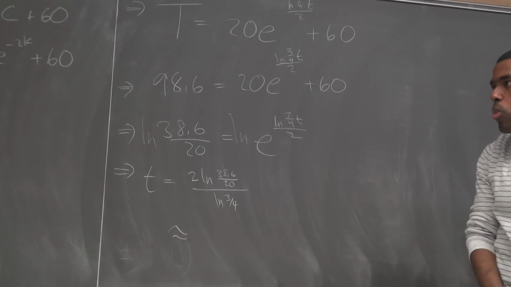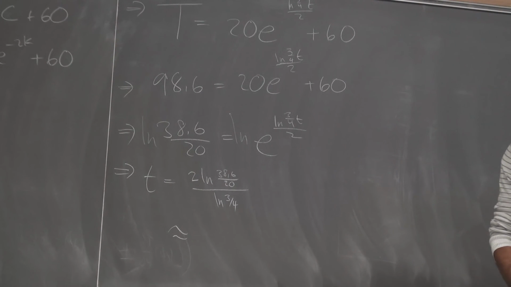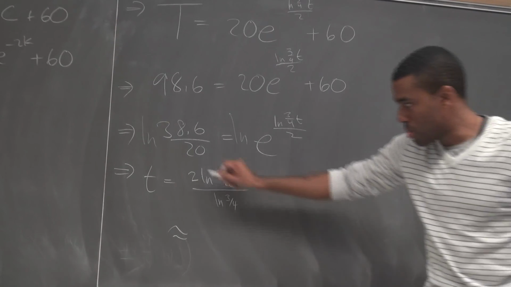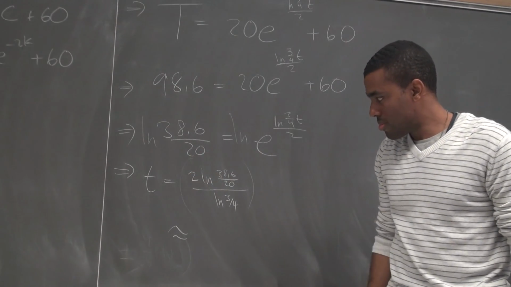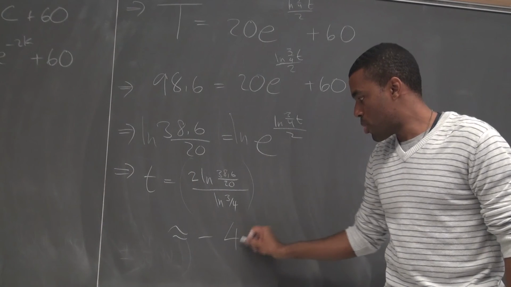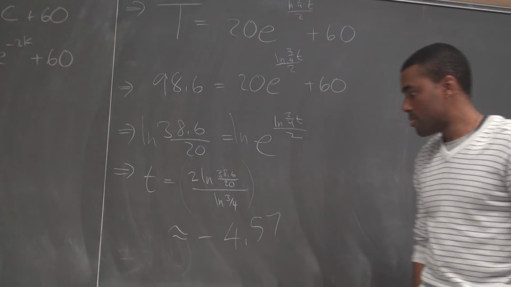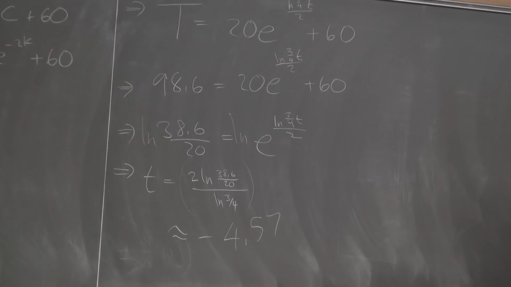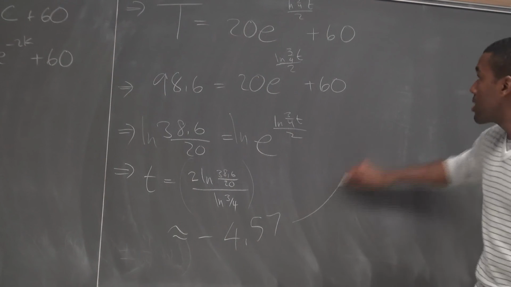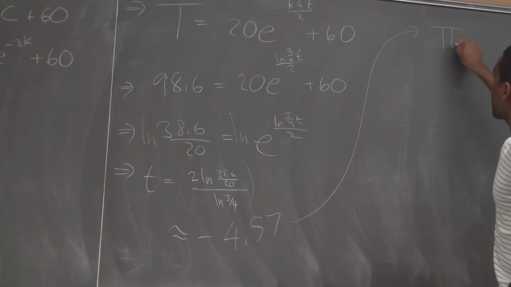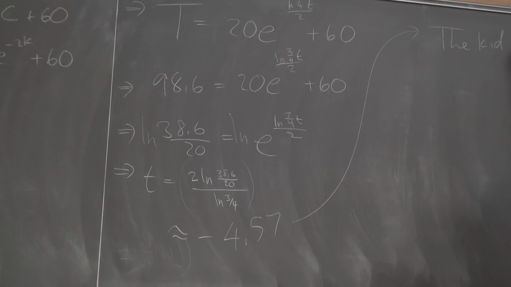I'm sure they can, but for our purposes, we would sort of need it. We need to know what this number is. It's negative 4.57, roughly, right? So what does that mean? He didn't do it. The kid died 4.57 hours before midnight. So the alibi checked out.